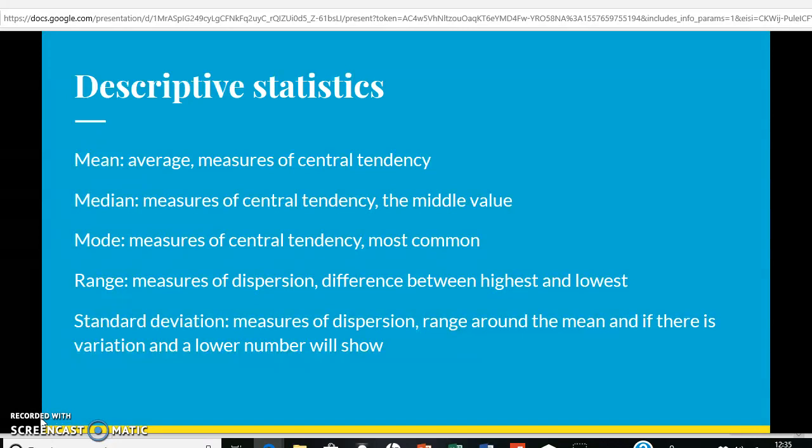The range is the difference between the highest and lowest number and shows the measures of dispersion. Standard deviation shows the measures of dispersion and is the range around the mean. The lower the number is, the less variation there is.